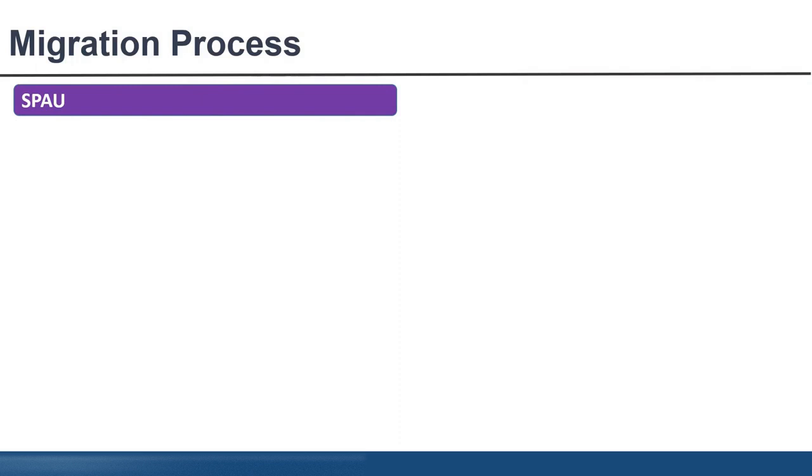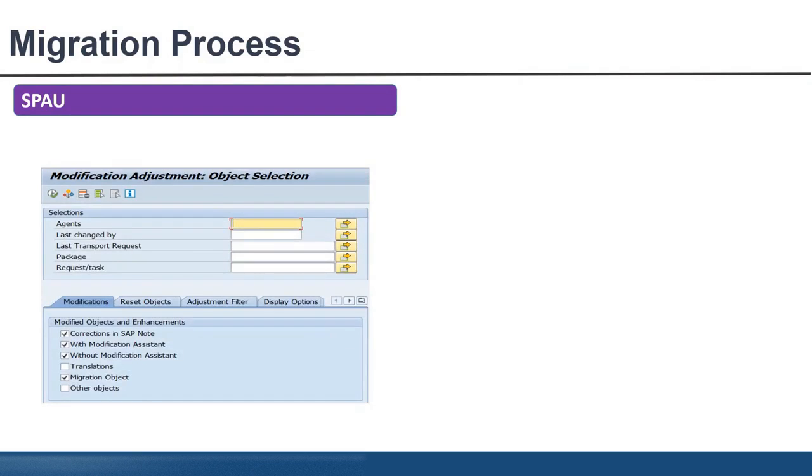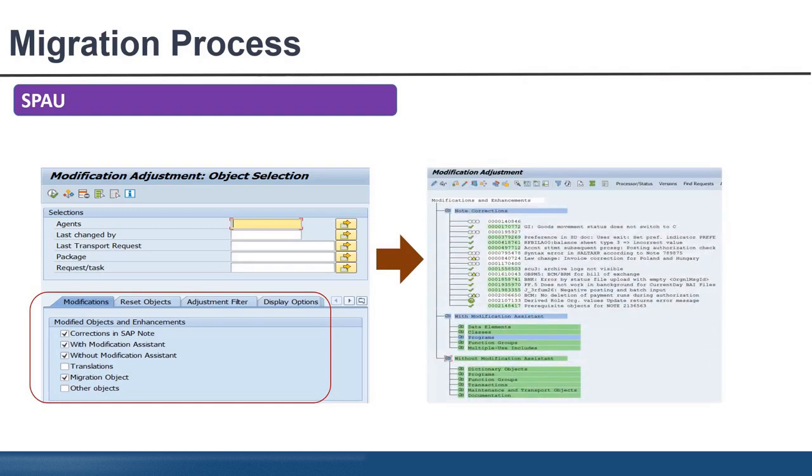Repository objects are adjusted using transaction SPAU. When you open the T code, the initial screen looks like shown. To restrict the display of the objects, use the checkboxes of the tabs in the lower part of the screen. You need to execute here, which gets into a detailed list of objects which require actions to be taken.